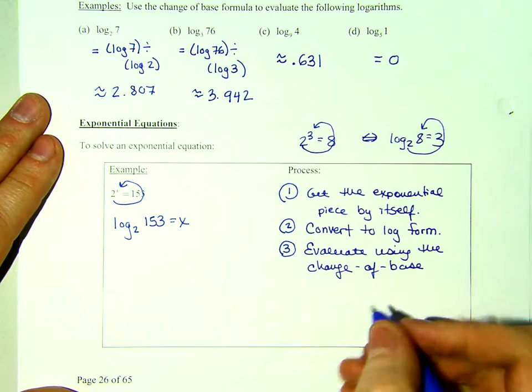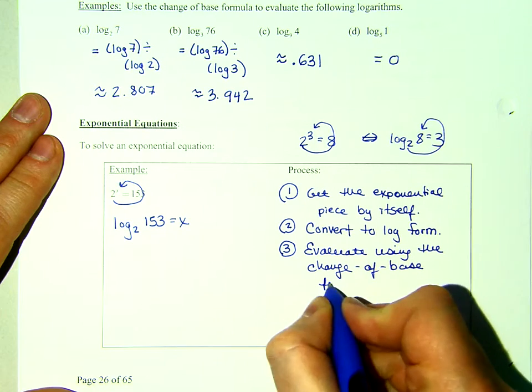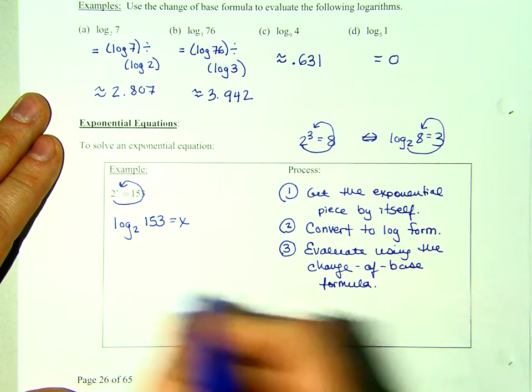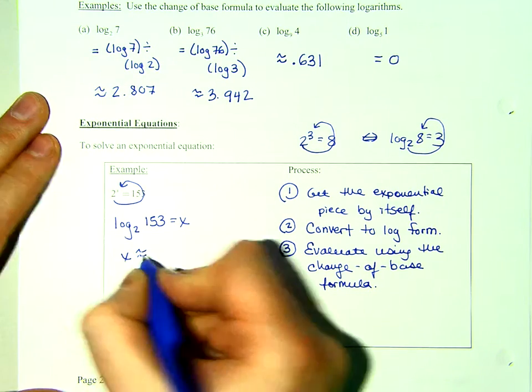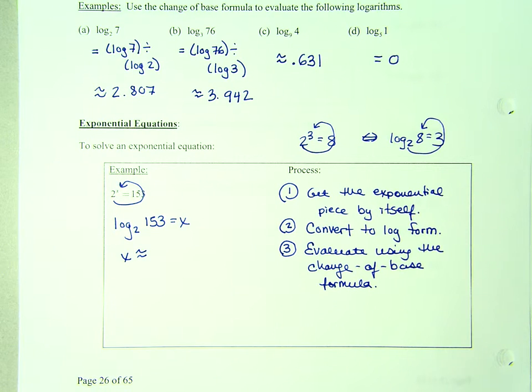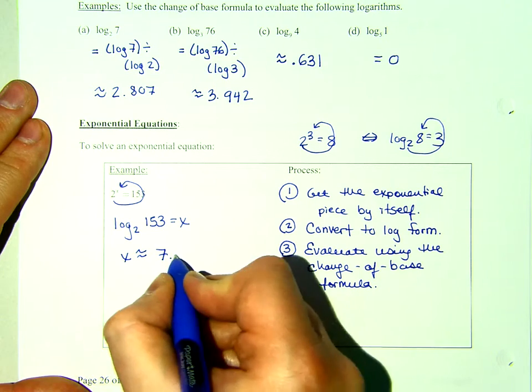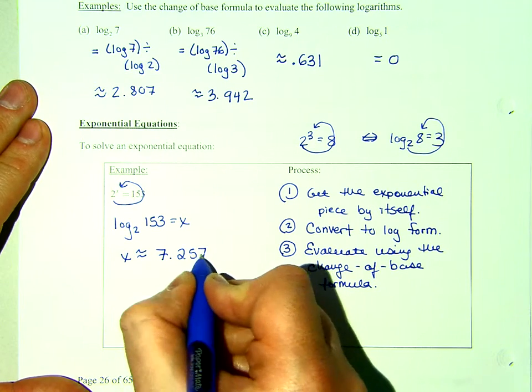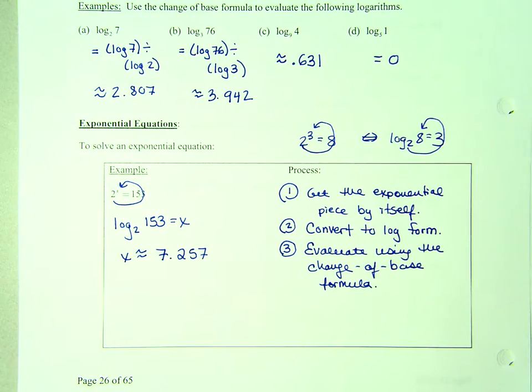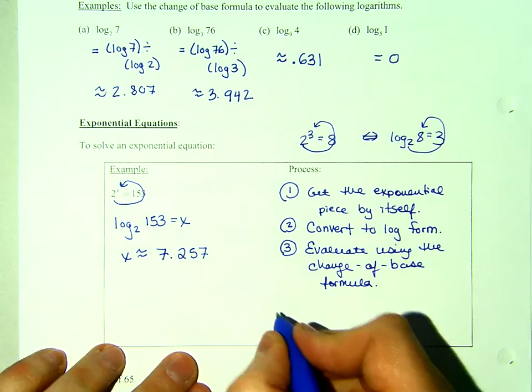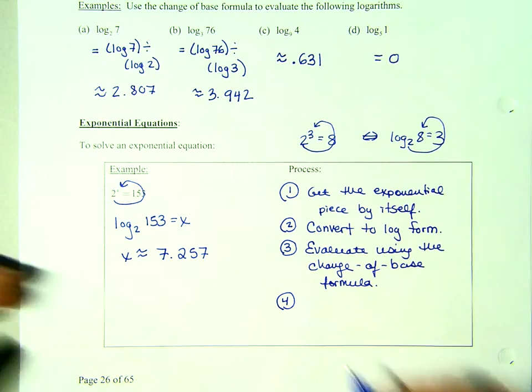Evaluate using the change of base formula. So please go to your calculator and do your log base 2 of 153. Unless I tell you otherwise, let's stick to 3 places today. 7.257. There's one more step that's not going to matter here, but will matter in other problems.